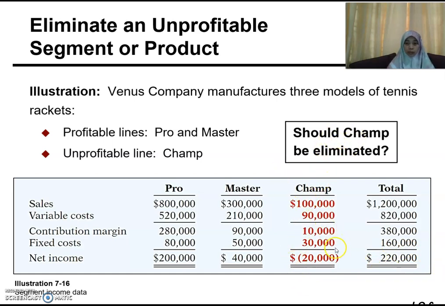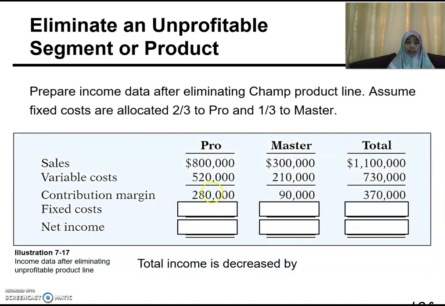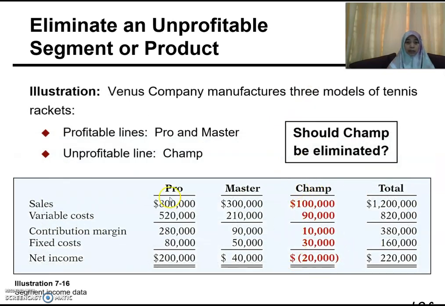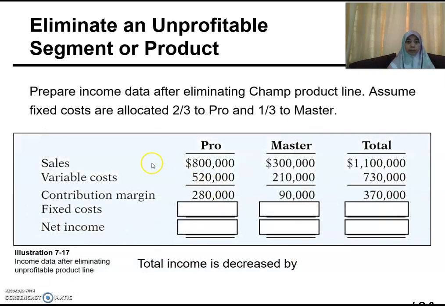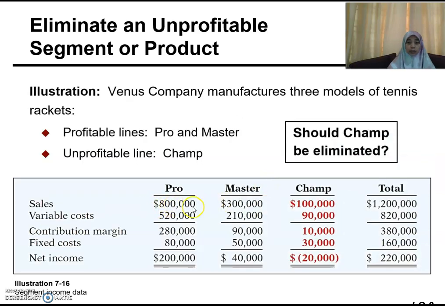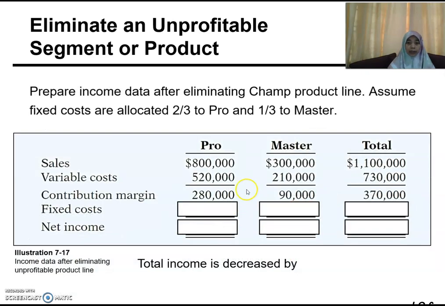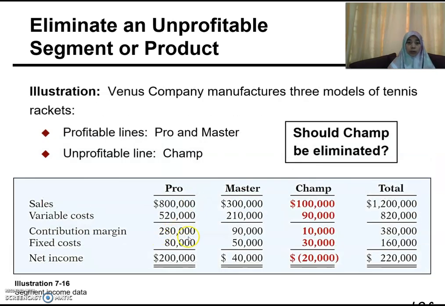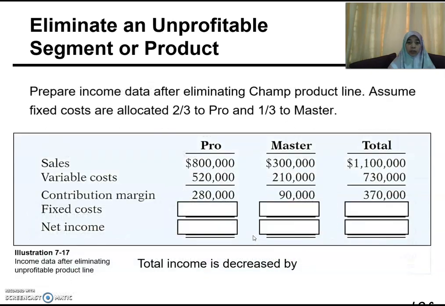That means you want to delete this product or product line or model, then you just concentrate on these two. In order for you to make that decision, you look into the incremental analysis. So you prepare the income statement and look at the effect if you were to eliminate Champ, what's the effect on Pro and Master? You have your sales just now, 800,000 and 300,000 for Pro and Master. And then you incur variable cost of 520,000 and 210,000. Okay, so you have a contribution margin of 280,000 and 90,000 for these two product lines, and you will get a total of 370,000.